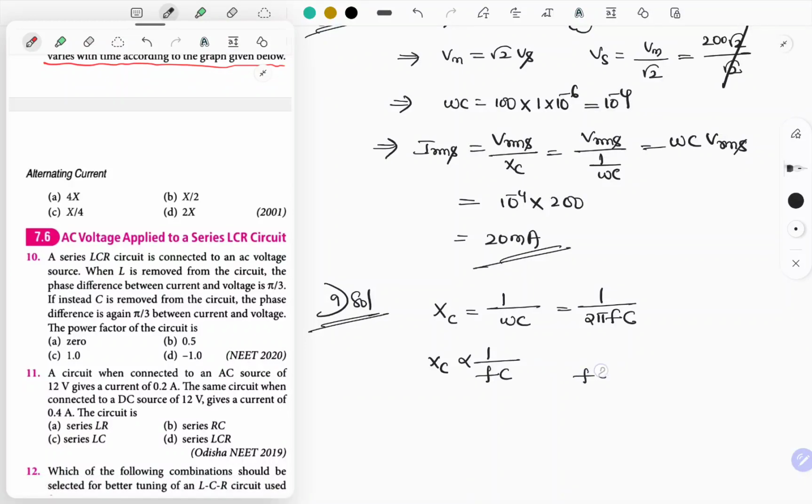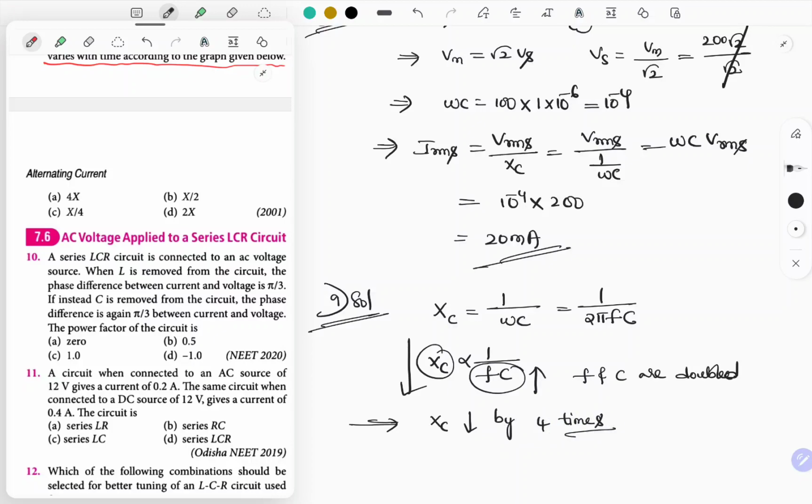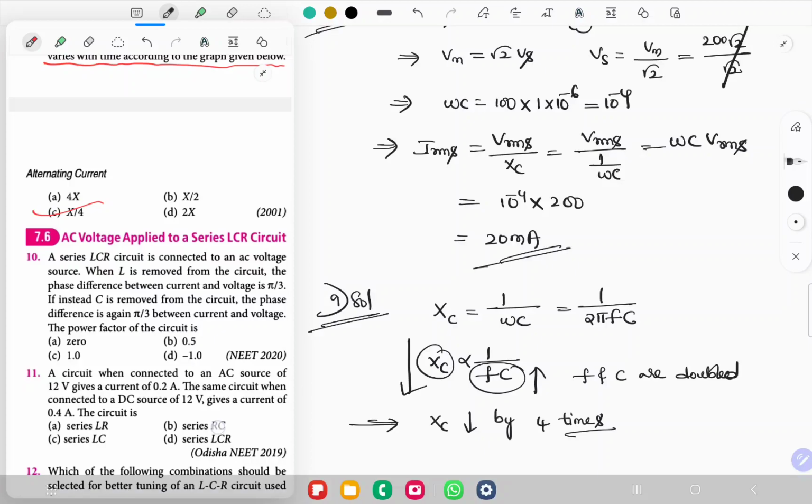So F and C are doubled. That means increasing or decreasing? Increasing. If these two values increase, then what happens to XC? It decreases. If F is doubled and C is also doubled, then the total factor is 4 times, so XC is going to decrease by 4 times. Which option is suitable here? Option C is the correct answer.